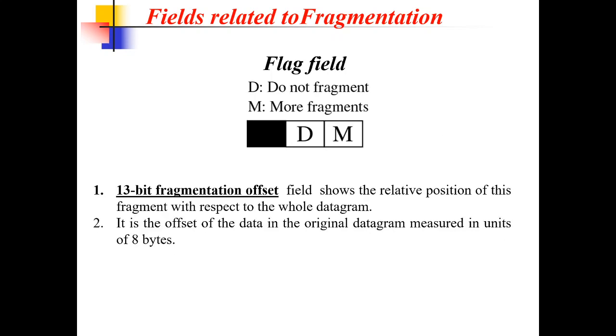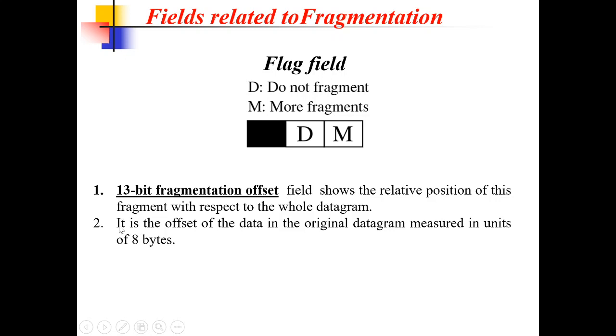Now let us see the flag field. There are 3 bits. First bit is reserved. Second bit is D, that is do not fragment, and next bit is M, that is more fragments. What does this D and M indicate? If D is equal to 1, it means datagram should not be fragmented, and if it is 0, then datagram can be fragmented if needed. Now if M is 1, then datagram is not the last fragment. There are more fragments after this fragment. And if M equal to 0, then it indicates this is the last or only fragment.